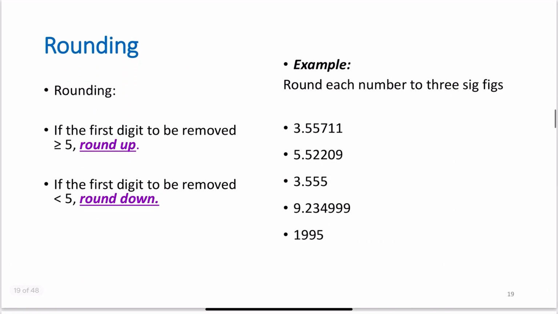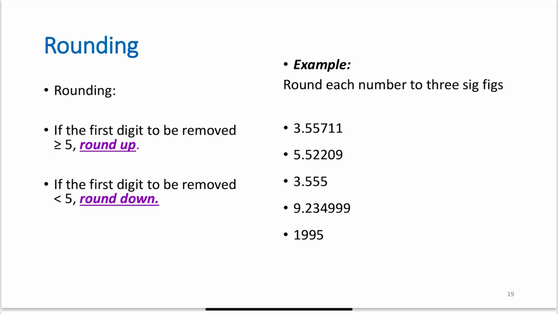What happens when you have to round? Students are very stressed out about rounding. And we follow the general consensus that if the leftmost digit to be removed is greater than or equal to 5, you're going to round up. If the leftmost digit to be removed is less than 5, you're going to round down. So there may be different rounding conventions in a class you've had before. In this class, this is the method we follow.